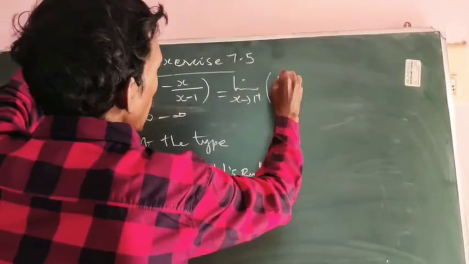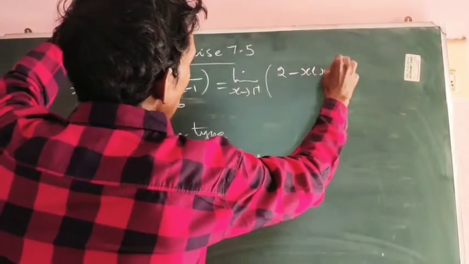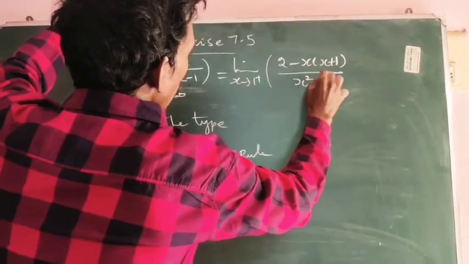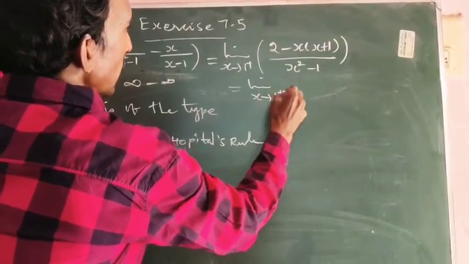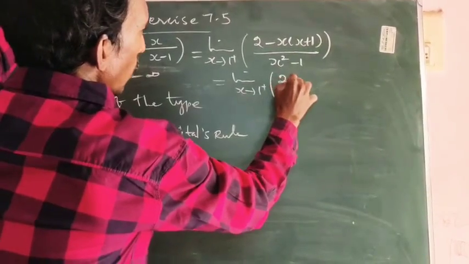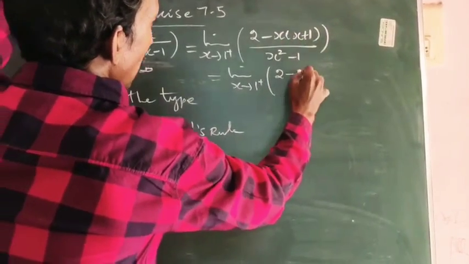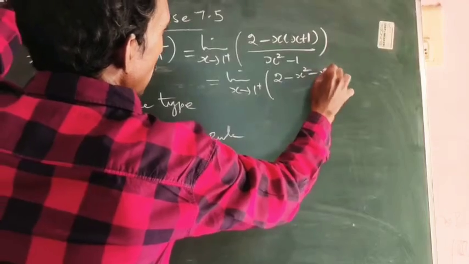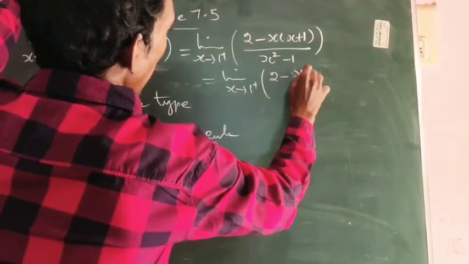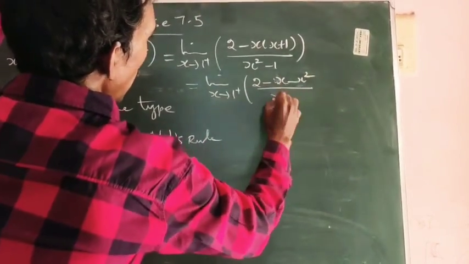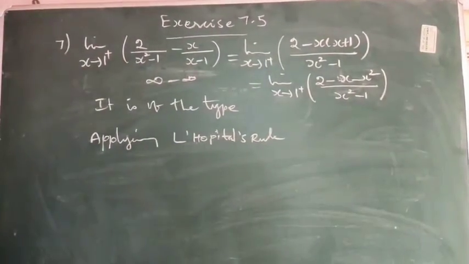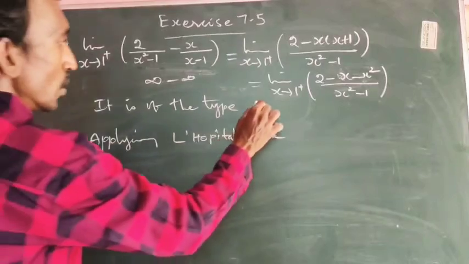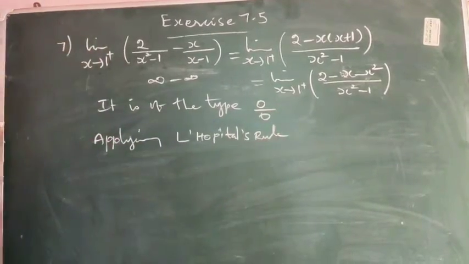Okay. So 2 minus x into x plus 1 by x square minus 1. So limit x tends to 1 plus, 2 minus x square minus x, or 2 minus x square by x square minus 1. If we put x equal to 1 now, we are getting 0 by 0 type.